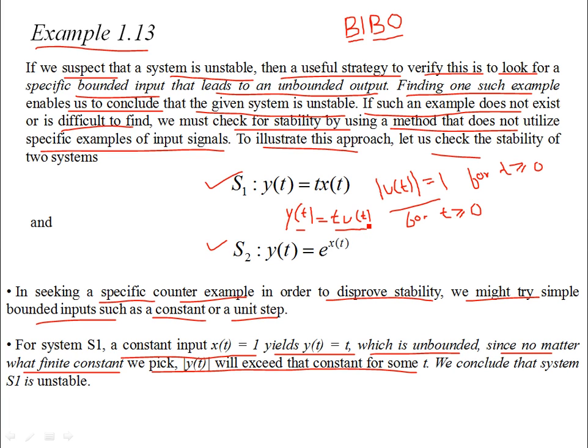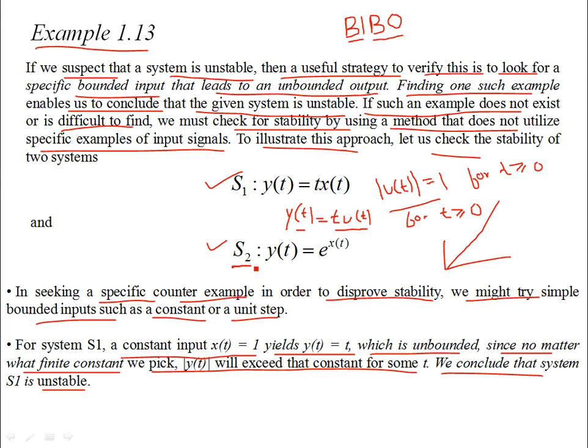Then for t equal to 2 and 3 and so on, y(t) is growing like a ramp function, indefinitely and forever. So it's an unbounded output, and we conclude that the system is unstable. This is the criterion that we have to check. That's a specific counterexample that disproves the stability. One counterexample is enough to prove that the system is unstable.